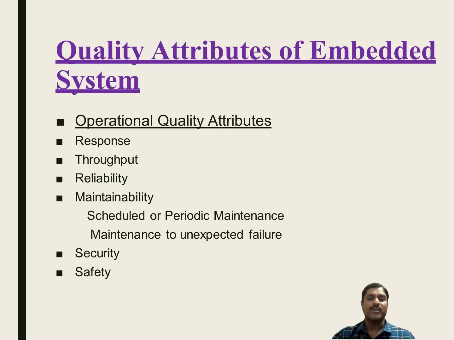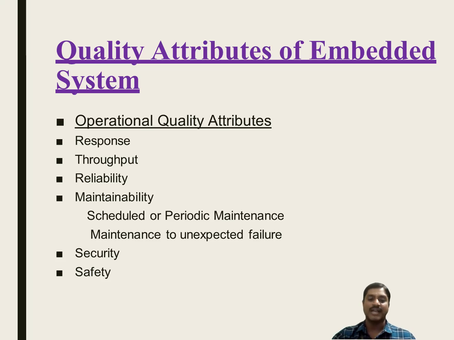Next, another operational quality attribute is security. So what do you mean by security here? The confidentiality, integrity, and availability are three major measures of information security. So what do you mean by confidentiality? The confidentiality deals with protection of data and application from unauthorized disclosure. And here we have the integrity. The integrity deals with the protection of data and application from unauthorized modification.